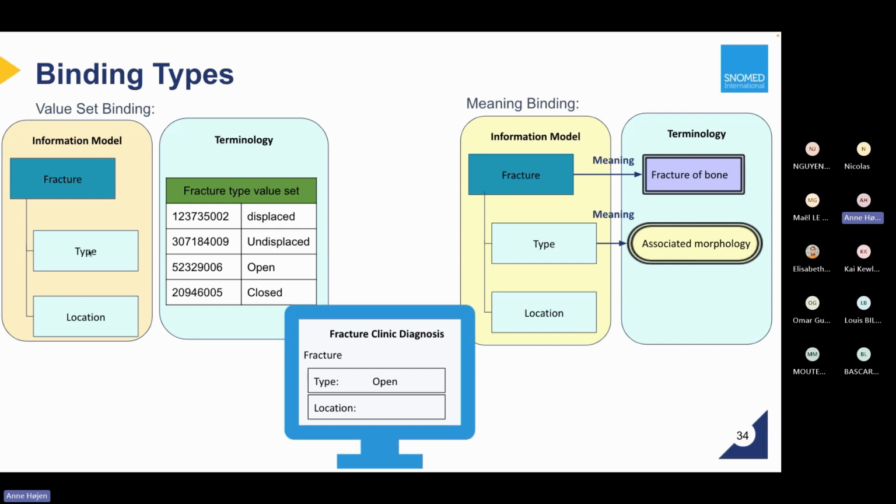And a fracture can have both a type and a location. And then the value set will say, well, the values that we can enter into the type field should come from this fracture type value set. So the type of fracture can be displaced, undisplaced, open or closed. Maybe we have created this very simple value set.